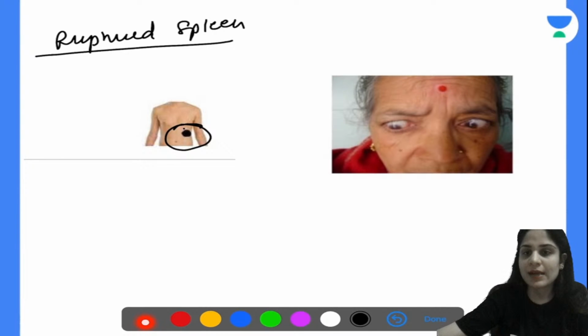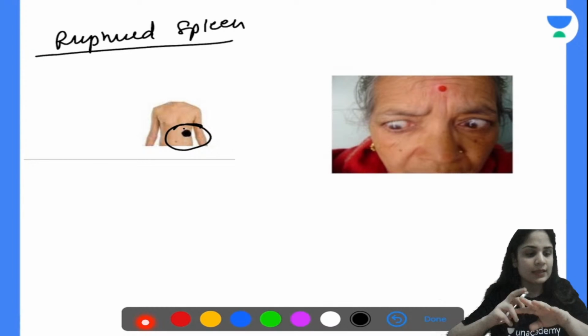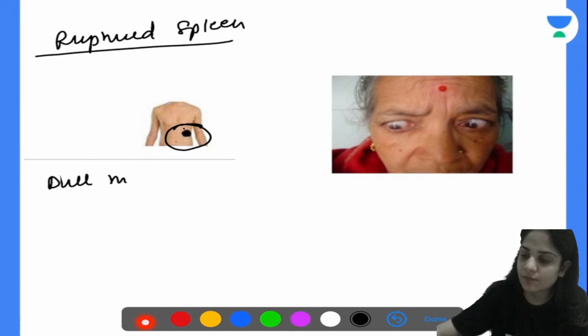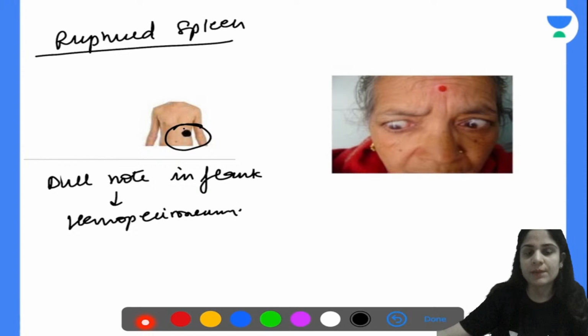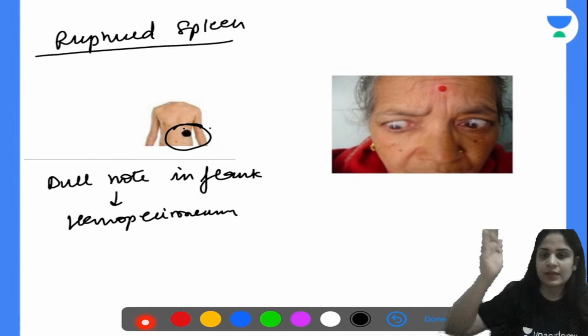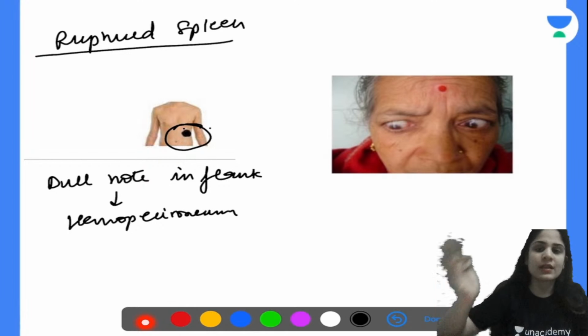So when you try to carry out percussion in the area of the flanks, you will see that there is a dull note in the flank. And why is this dull note present in both left and right flank? Because of presence of hemoperitoneum. Okay. Now, if you make the patient lateral, the dullness on the right side will move. But if the patient is made to lie on the left side and you percuss, you will feel it is dull. When you make the patient lateral, the dullness on the left side will not move.